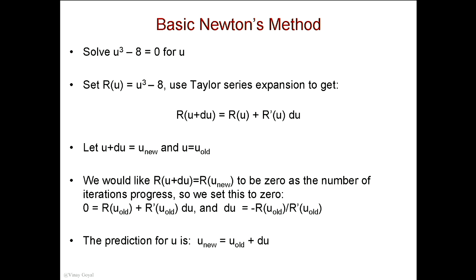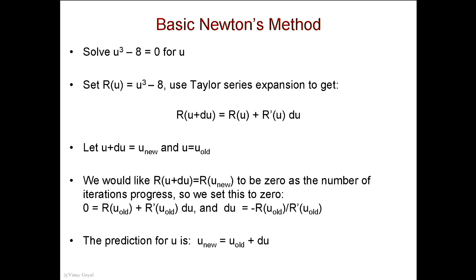All right, so let's see. For our case, what is R(u old)? Just give me the general formula. R was u cubed minus 8, so what is R(u old)? u old cubed minus 8, right? What is R prime? 3 u old squared, right? Sorry about that. Okay, so that's how you get to du.